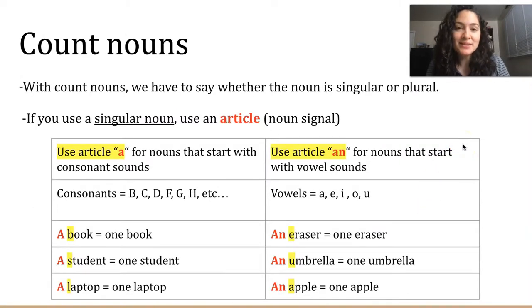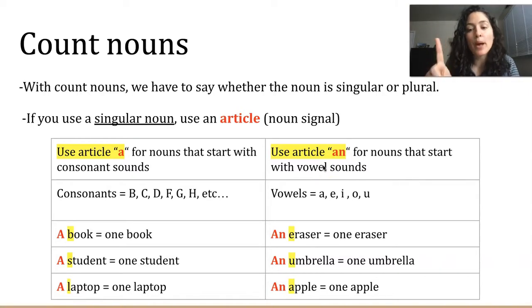When you think about count nouns, you need to think that we need to show the number, how many. We need to show if it's singular or plural. So when we have a count noun and it is singular, one, we use the article, an article, a or an. A or an, both mean one. It's the same as saying one. For example, a book. This means one book. A student, one student. A laptop, one laptop.